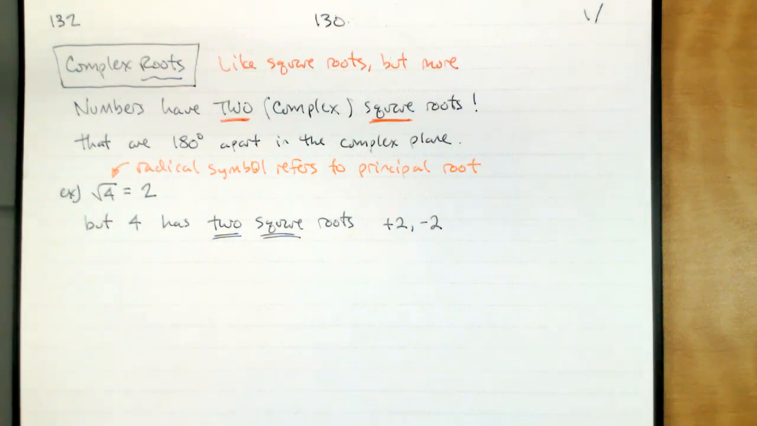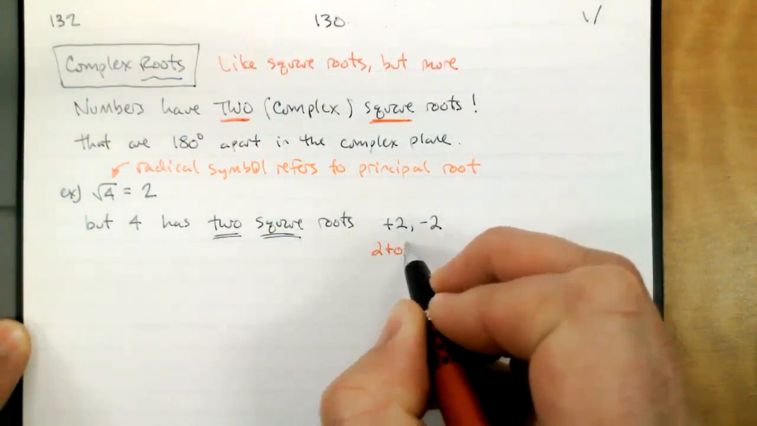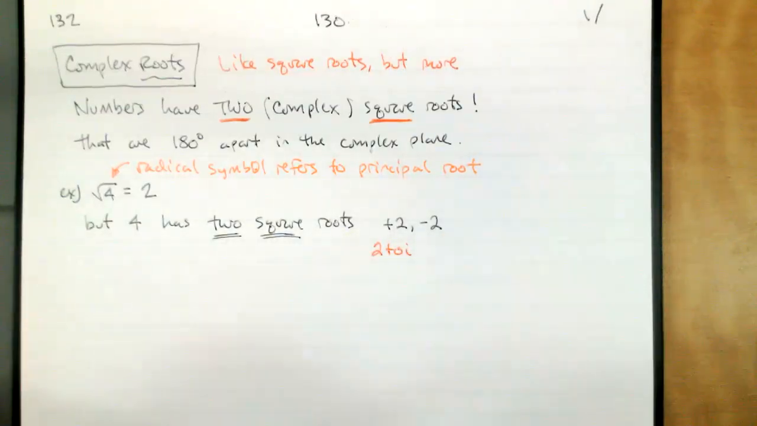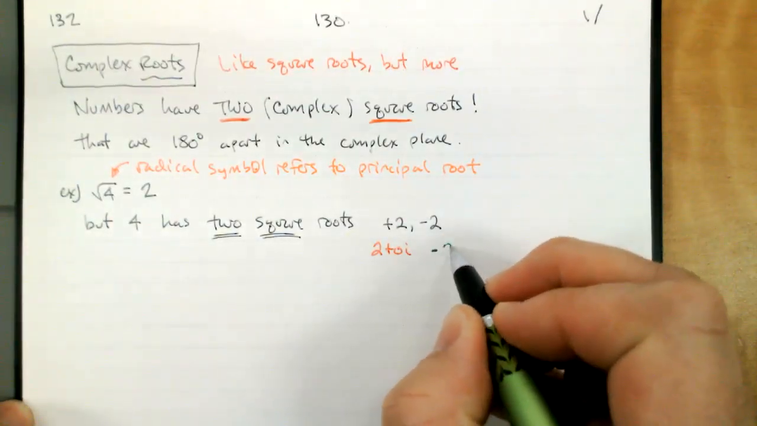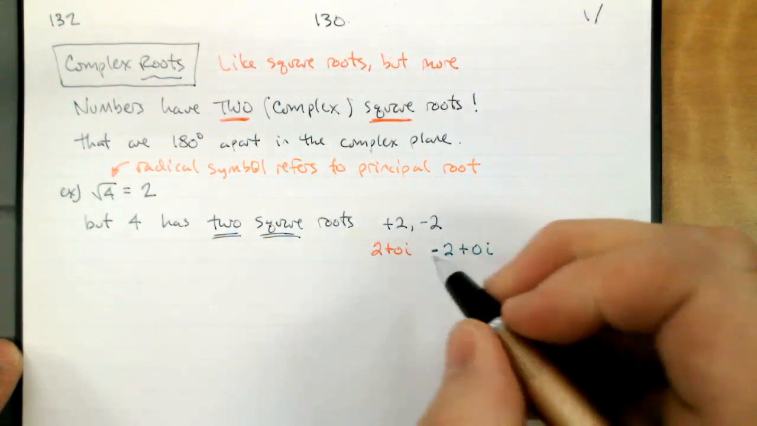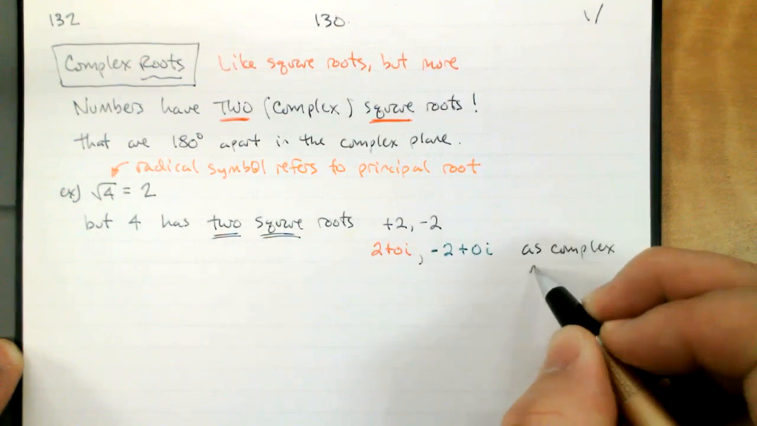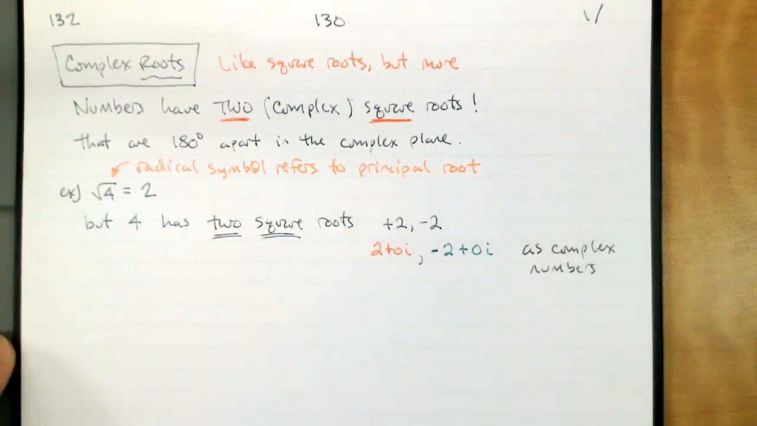But if I just say, what are the square roots of 4? 2 and negative 2. If we write them as complex numbers, that would be 2 plus 0i and, sorry, negative 2 plus 0i. The reason we want to think of them as complex numbers is because we want to plot them in the complex plane.